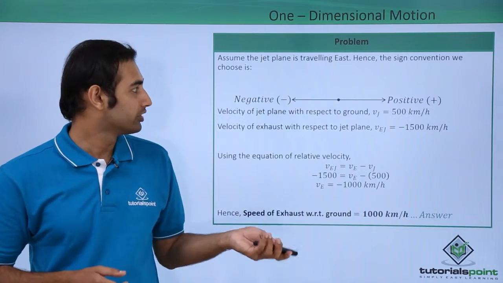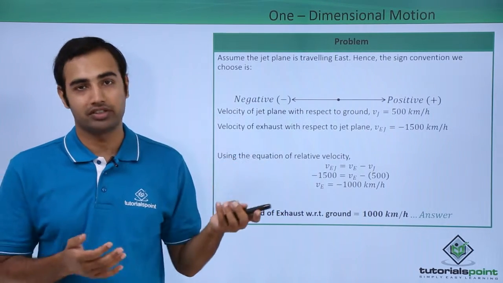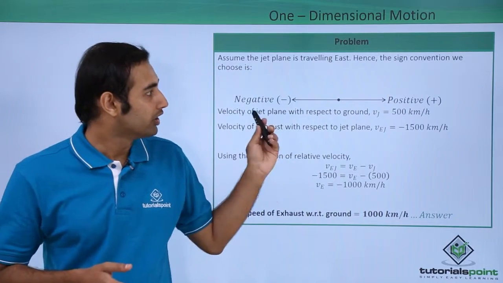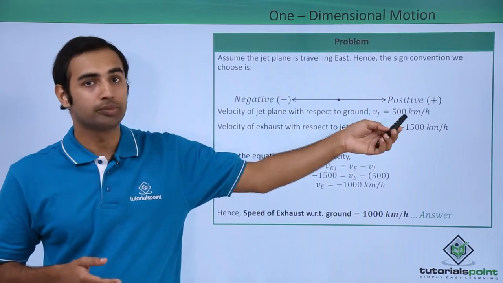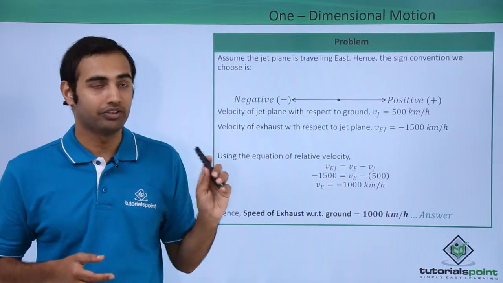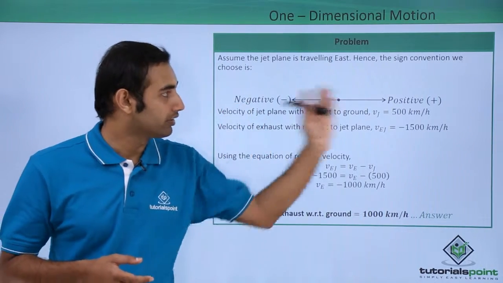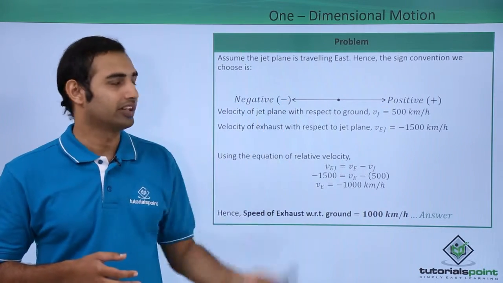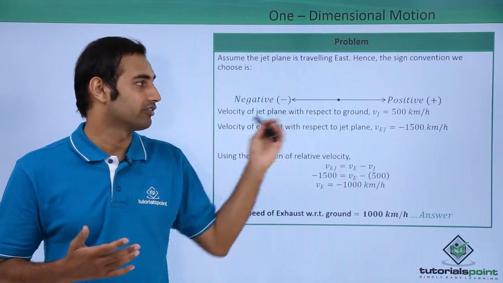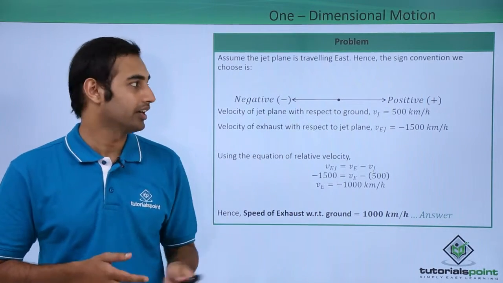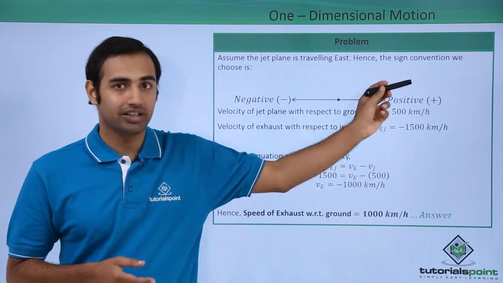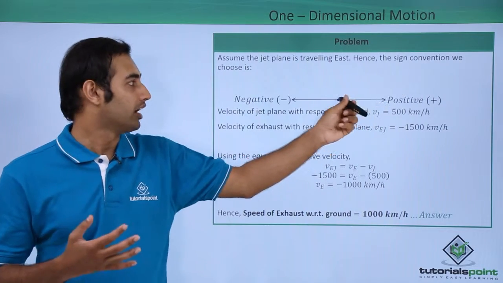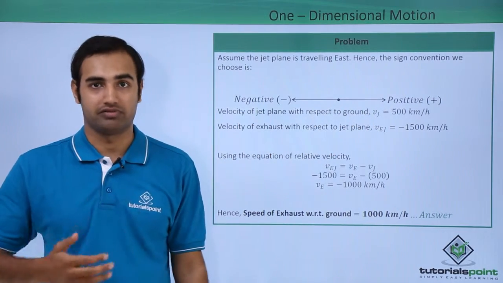So once again, first thing that we do is we assume a sign convention that always helps in a question. We assume the direction right to be positive and the direction left to be negative, and we assume our jet plane traveling towards the right. In this case, I've taken it as east. We can also take it as east and west. The same thing happens, right? So jet plane travels towards this direction, which is east, and exhaust comes back towards west, which is the negative direction.